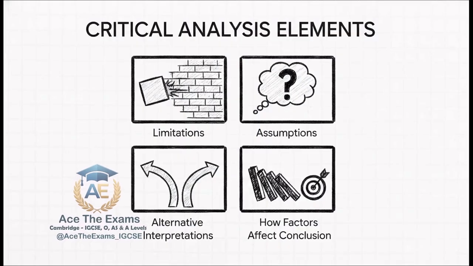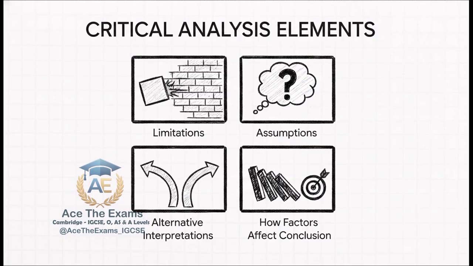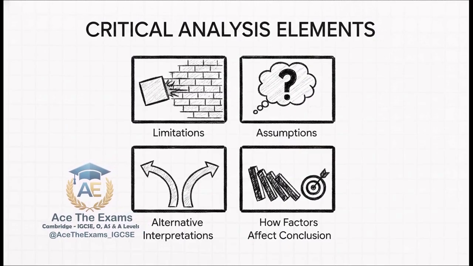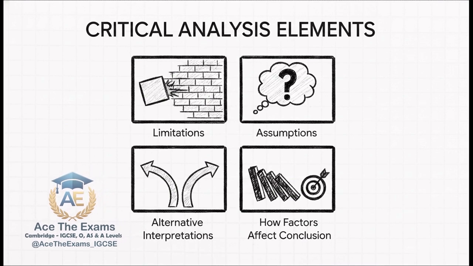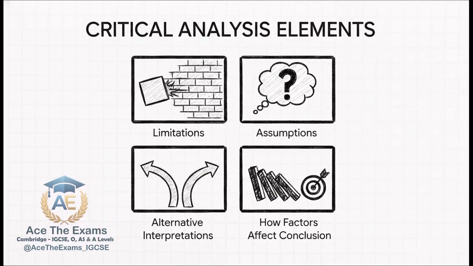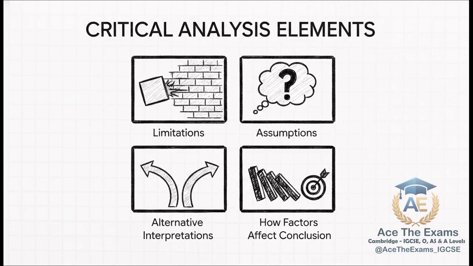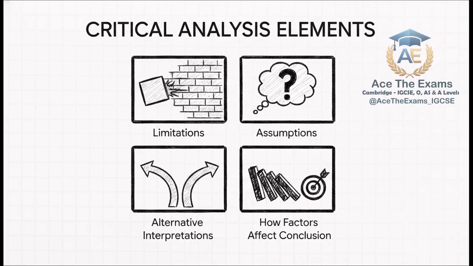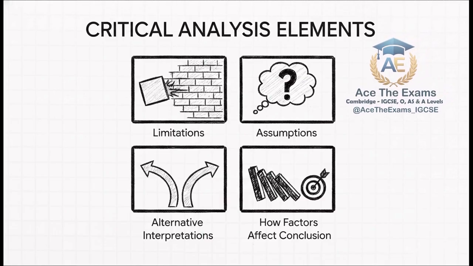When you are evaluating evidence quality, especially for those heavy 8 to 10 mark questions, you must explicitly write out these 4 critical analysis elements. To construct a highly justified recommendation, ask yourself, what are the limitations of the data I've been given? What assumptions am I, or the business in the prompt, making? Are there alternate interpretations of this data processing setup? And finally, how do all these factors actually affect the final conclusion?